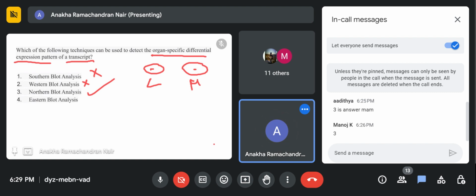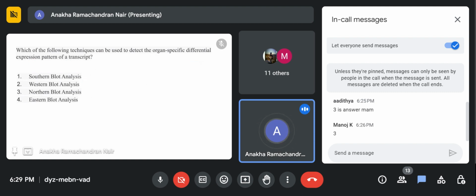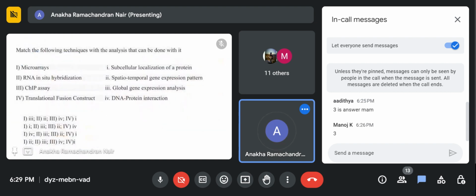Northern blot analysis is for RNA, and that is why this is correct. And Eastern blot analysis is for post-translational modification, which is again not correct in this case. Okay? So I hope you guys understood this. So let's move on to the next question. In case of any doubts, please feel free to stop me, or if you want me to repeat something so that it's easier for you to understand, please stop me, okay?